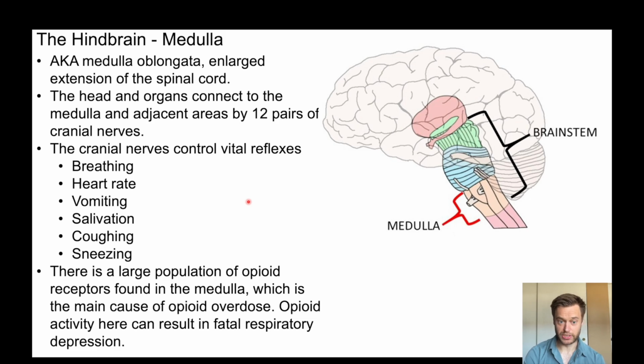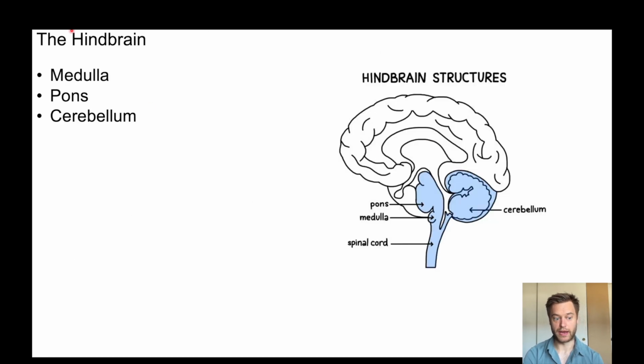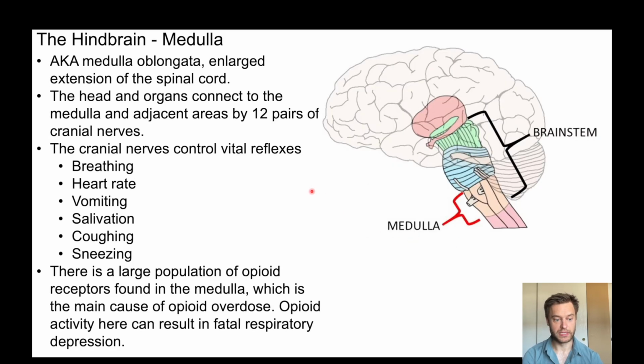The medulla of the hindbrain, so again, remember the hindbrain is further subdivided into the medulla, the pons, and the cerebellum. We can see these things right here. And then obviously it turns into the spinal cord. But the medulla, or the medulla oblongata, is an enlarged section of the spinal cord. And the head and organs connect to the medulla and adjacent areas through the 12 cranial nerves that I'm pretty sure I've alluded to in the previous lecture, but we will talk about more in depth momentarily.